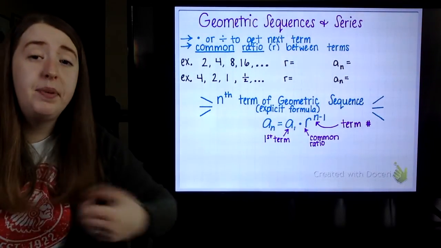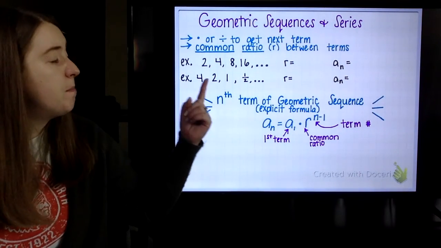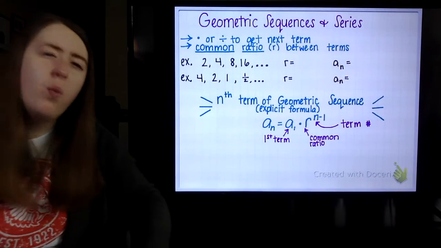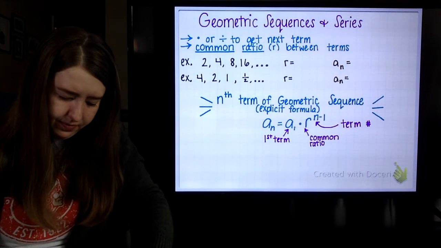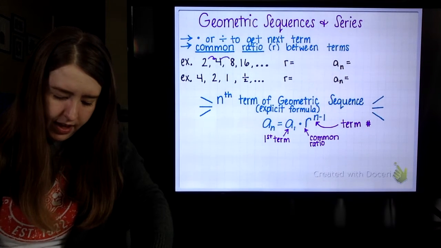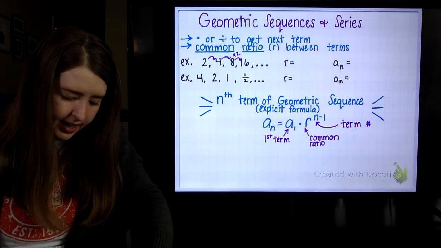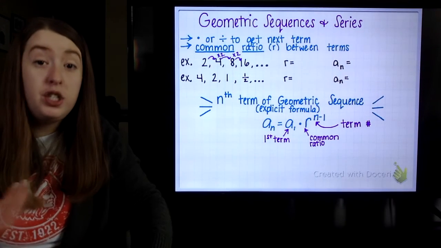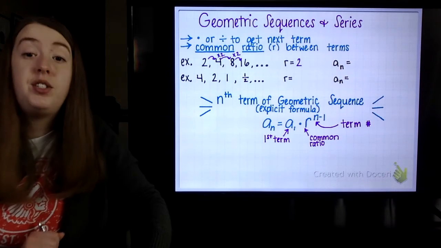So, an example of a very simple geometric sequence: 2, 4, 8, 16. What's happening there? From 2 to 4, and from 4 to 8, and from 8 to 16, each time I'm multiplying by 2. So since I'm multiplying by 2 every time, that means that R is 2.